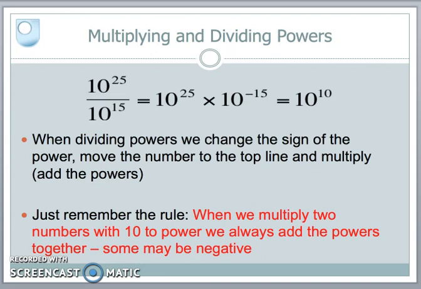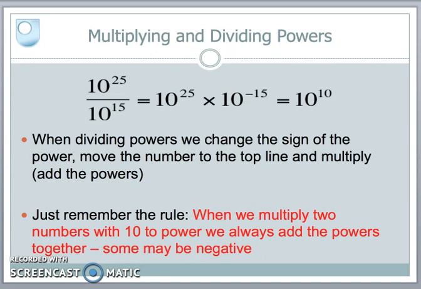So if I've got 10 to the power of 25 divided by 10 to the power of 15, I can write this as 10 to the power of 25 times 10 to the power of minus 15. Now, because I'm multiplying, I'll obey that previous rule. I'll add the numbers together. 25 minus 15 gives me 10.